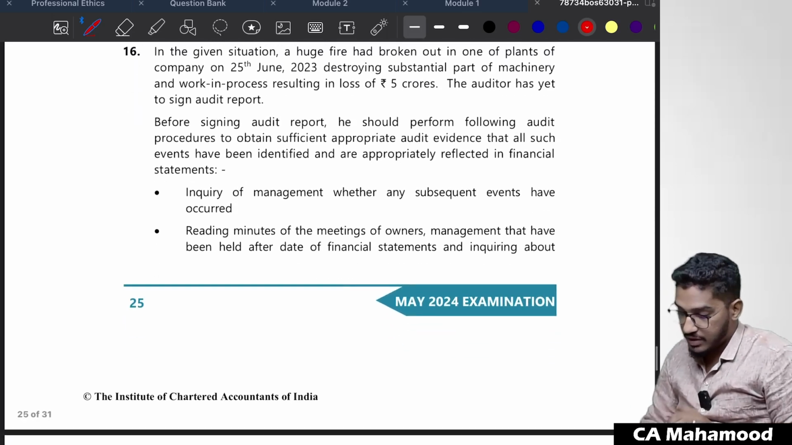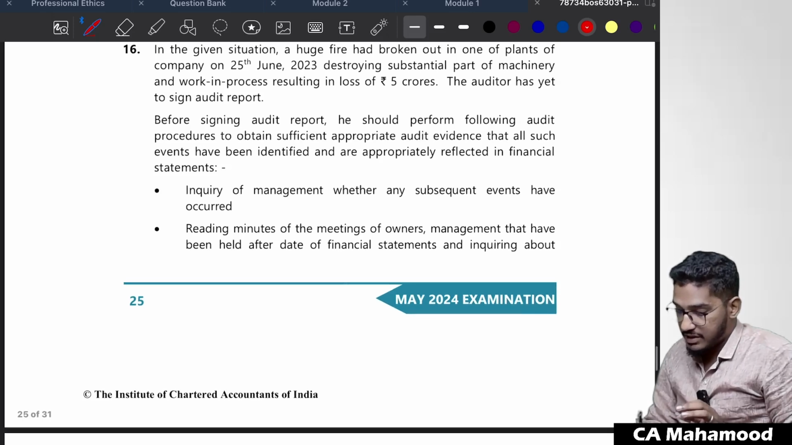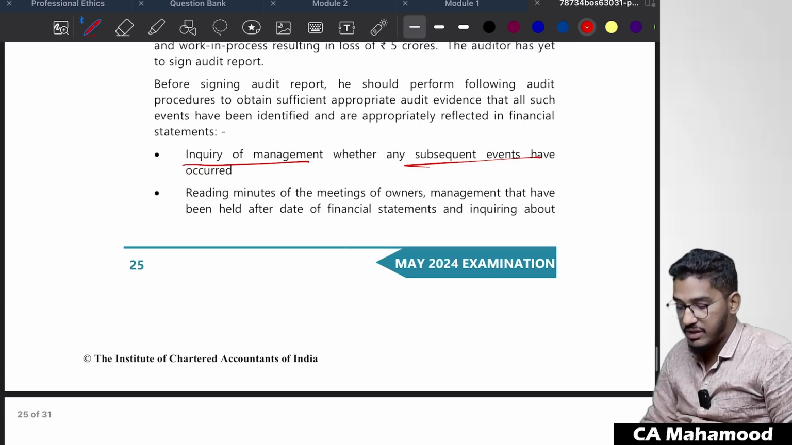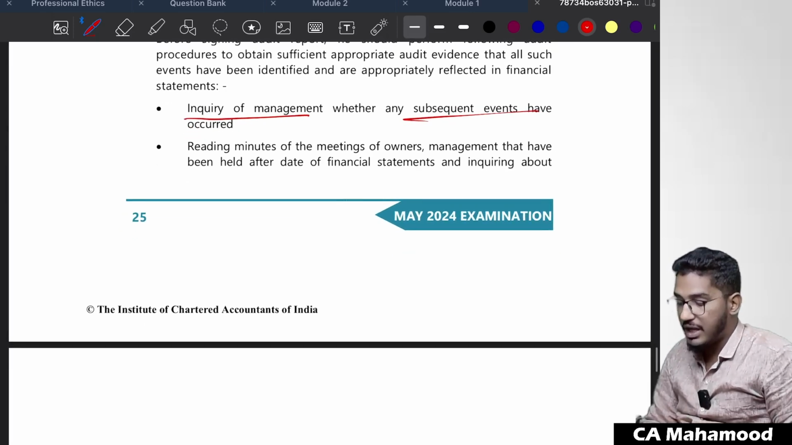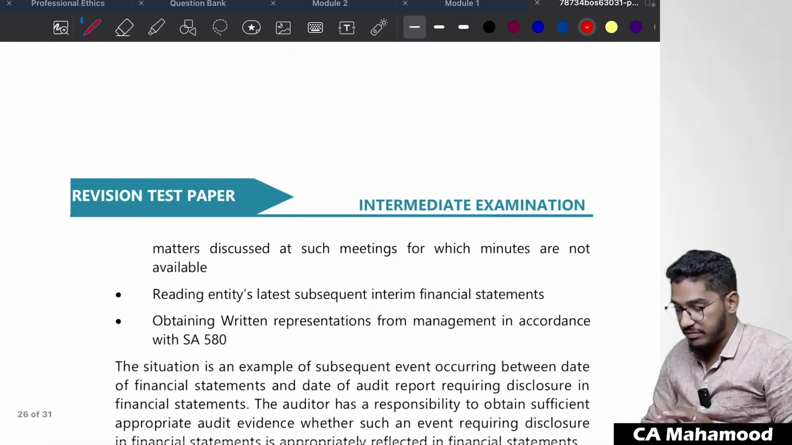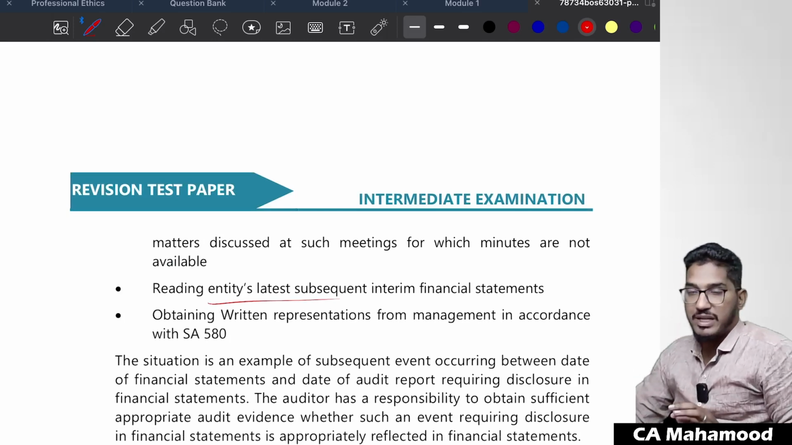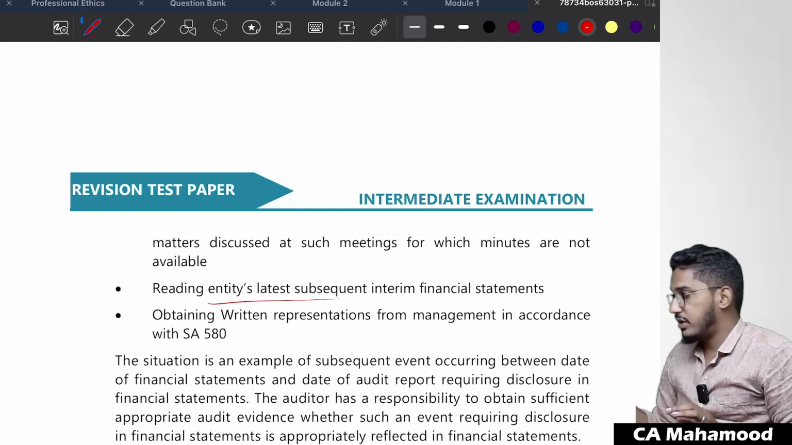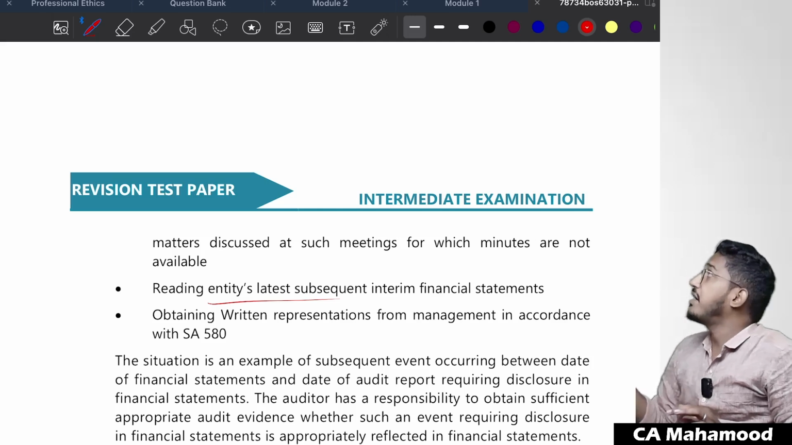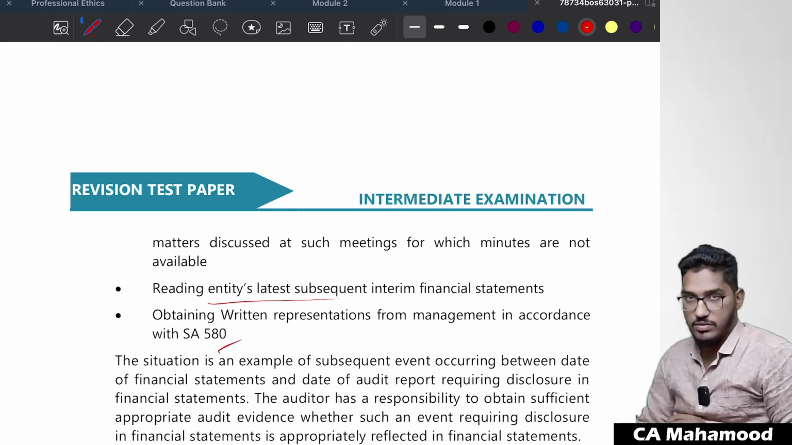Let us see the audit procedures to identify subsequent events. Inquiry of management: whether any subsequent events have occurred, you have to go and inquire with the management. Read the minutes of the meetings of owners, management and others held after the date of the financial statements. Read the entity's latest interim financial statements and also obtain a written representation. These four are the audit procedures which the auditor has to perform regarding subsequent events as per SA 560. The same thing we have to write here, and that's what has been written here also.